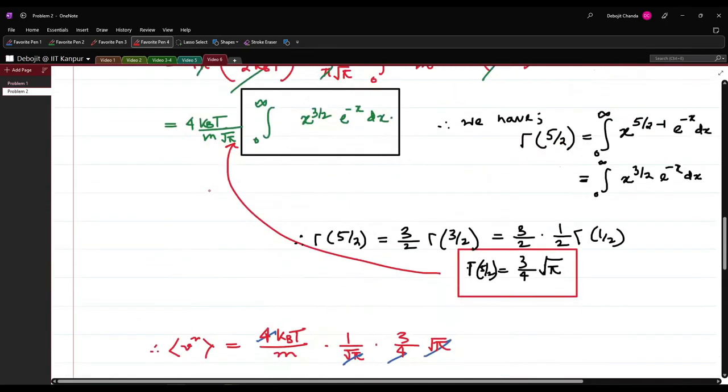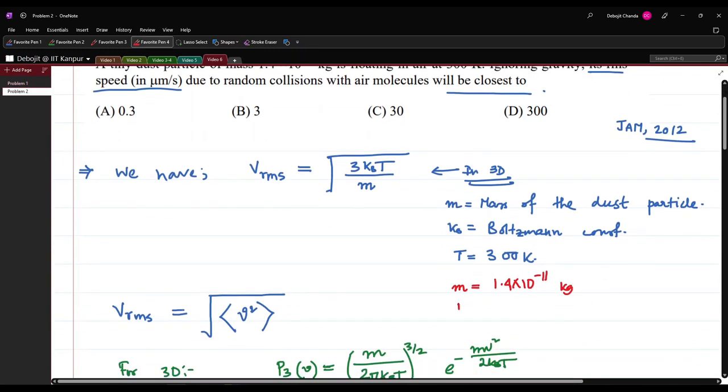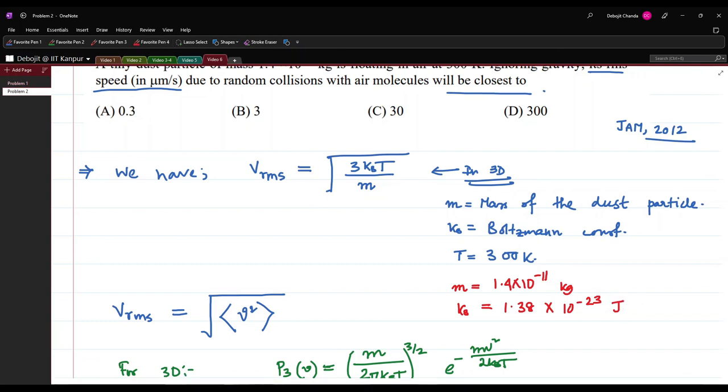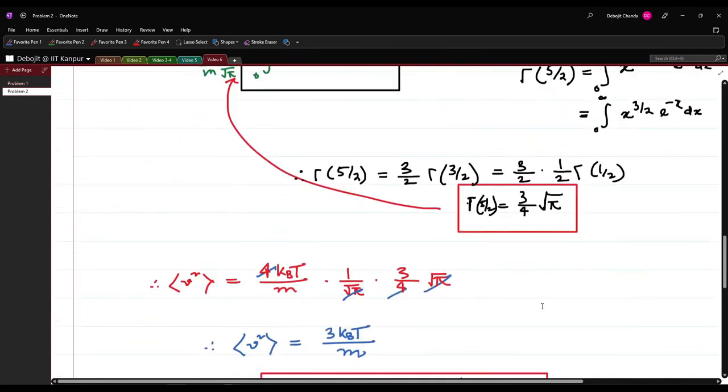Now let's go back to the problem. So we have m equal to 1.4 into 10 to the power minus 11 kg. We know T is 300 K and kB is 1.38 times 10 to the power minus 23 joule per Kelvin. So we can use these values here.